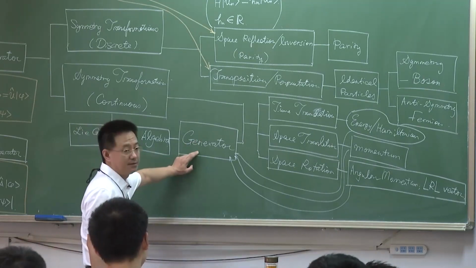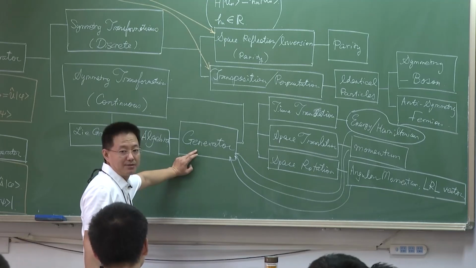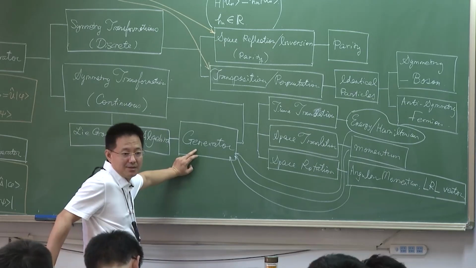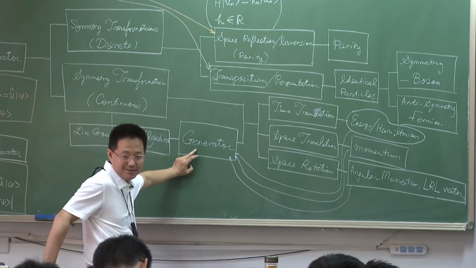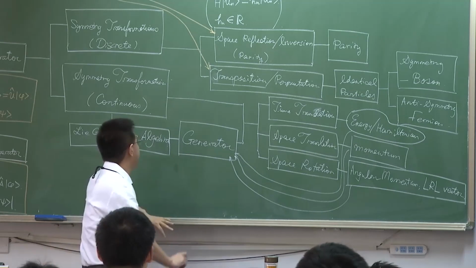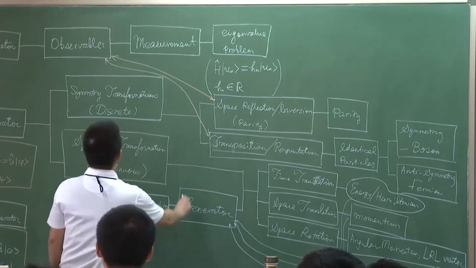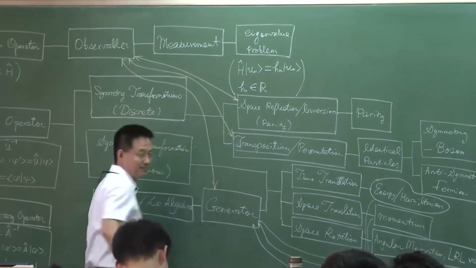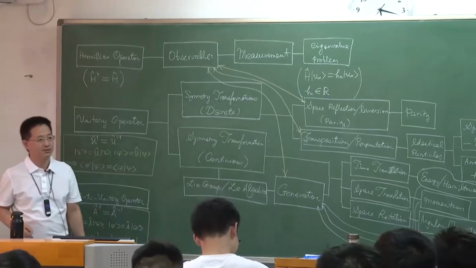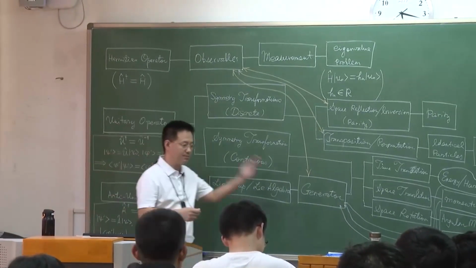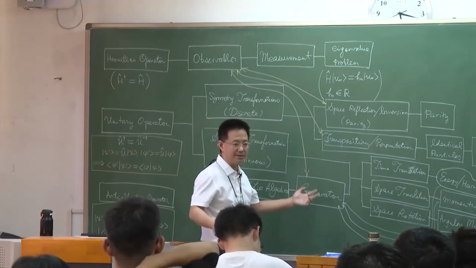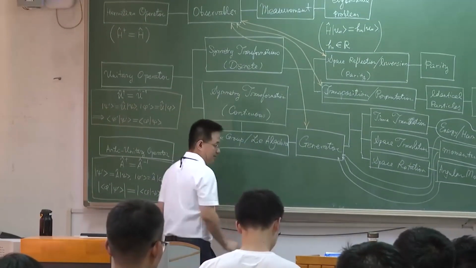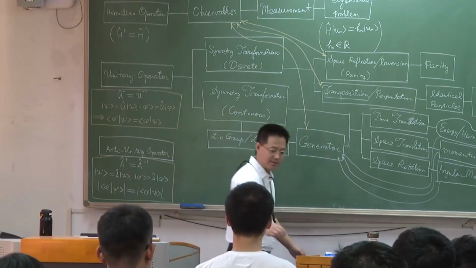So the generator here is used to generate the unitary transformation. You can see that the unitary transformation is generated by the generator, and the generator is a Hermitian operator. So the generator is connected with this. You can find that the Hermitian operator and the unitary operators are connected in this way.